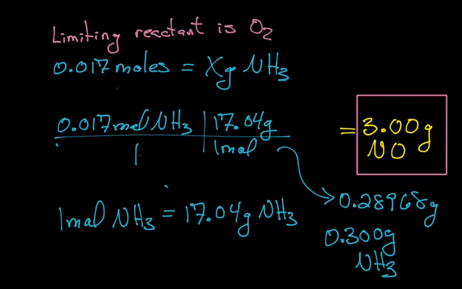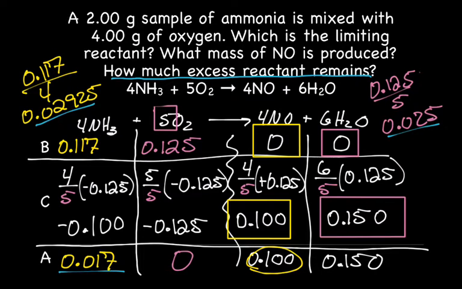I just want to point out one more thing. Another good question I could ask you is how much of the excess reactant was used. Where would that information come from? Well, that would be the change area. This area here, that would be moles. You could change that obviously to mass, and that would be how much was used.